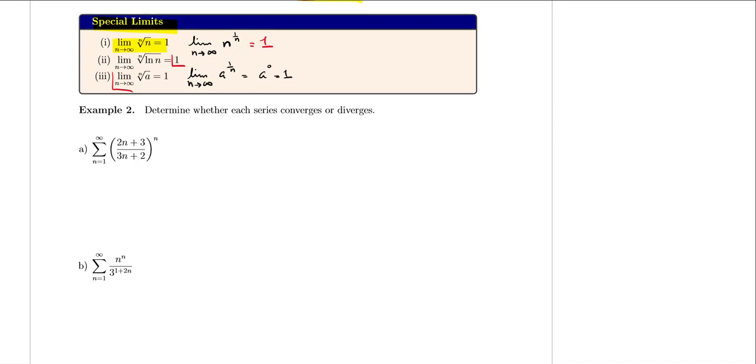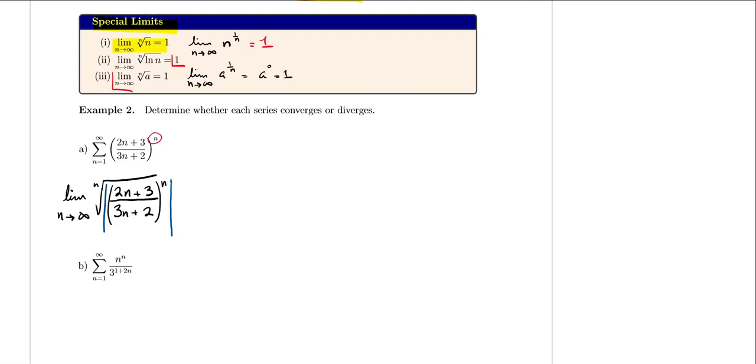All right, now, let's see if we can determine the following. Will the series as n goes from 1 to infinity for (2n plus 3) all over (3n plus 2), raised to the n, be a diverging series or a converging series? All right, so I see a power, but more specifically, I see a power of n. So let's see what happens if I take the limit as n approaches infinity for the nth root of the absolute value of (2n plus 3) over (3n plus 2), raised to the n power.